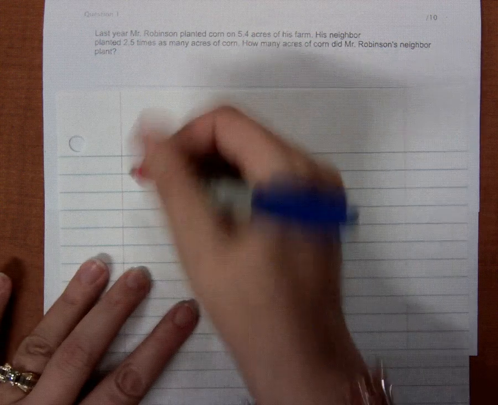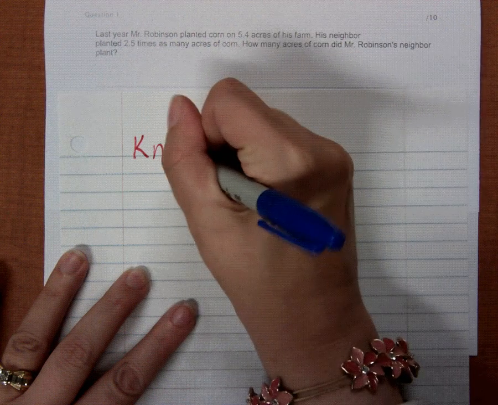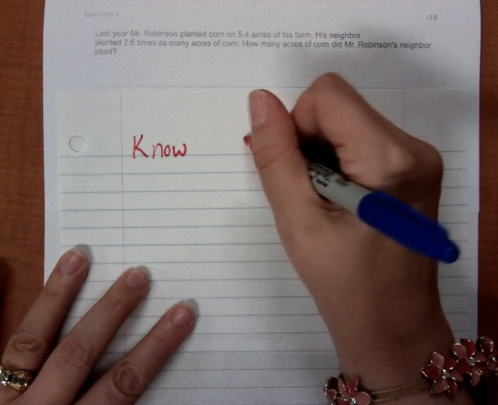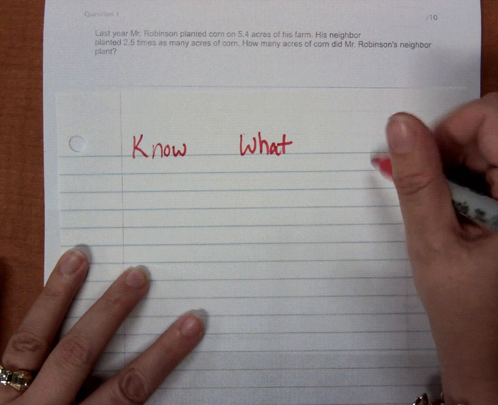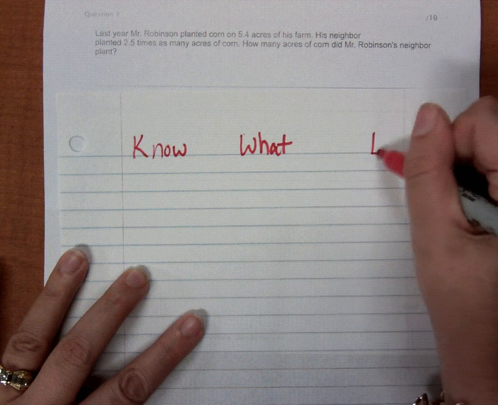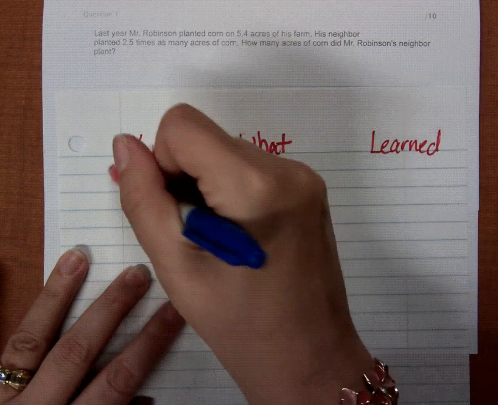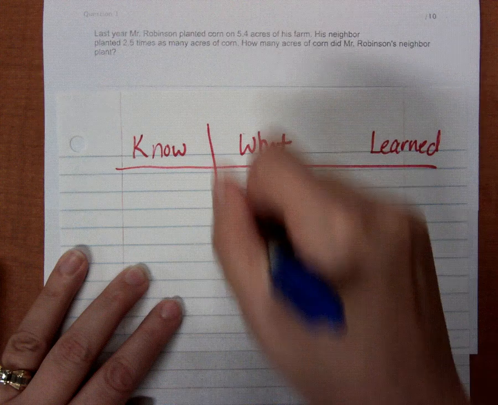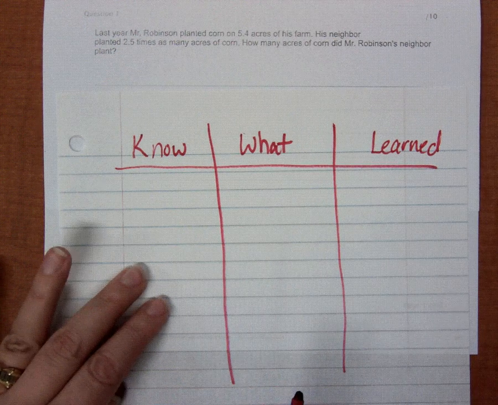Anytime you take a test, let's get in the habit of putting our KWL chart. K is what we know, W is what we want to learn, and L is what we have learned. So we just make this basic KWL chart.